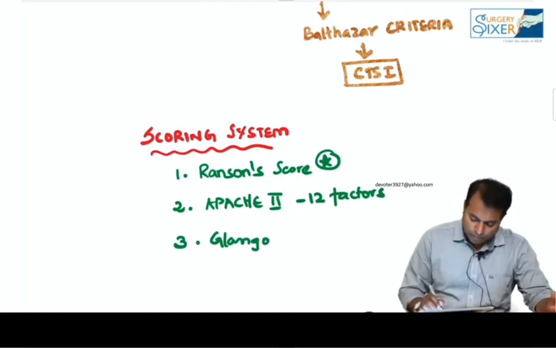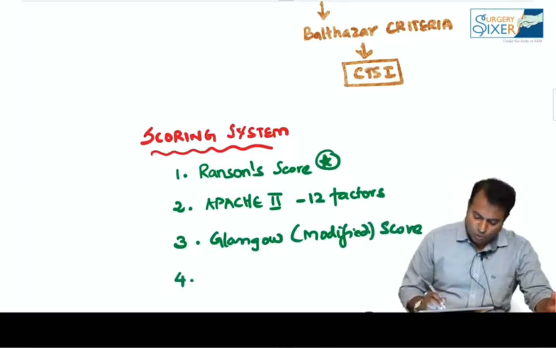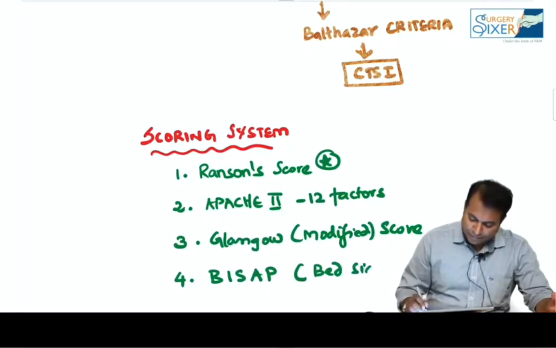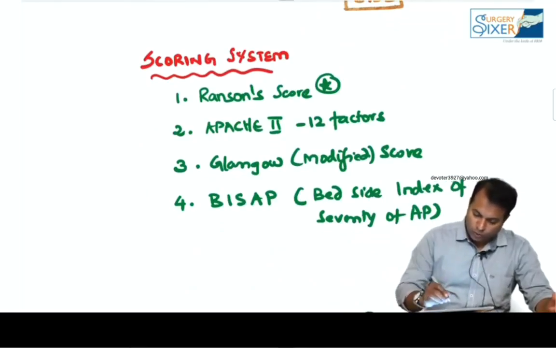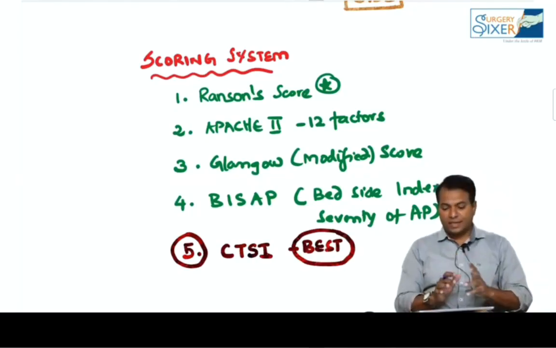Then the Glasgow score, which is the modified Glasgow score, not like the head injury Glasgow. This is a different score. Modified Glasgow score. Then the Bedside Index of Severity of Acute Pancreatitis, known as the BISAP score. And I already told you, the best among the various scoring systems is the CT severity index score. To know whether it is mild or severe pancreatitis, CT severity index is the best scoring system.